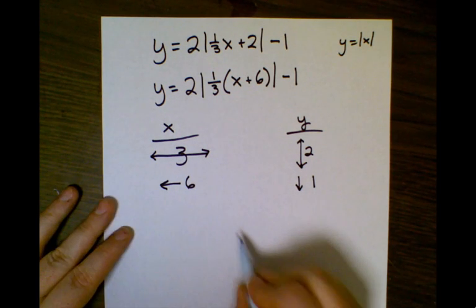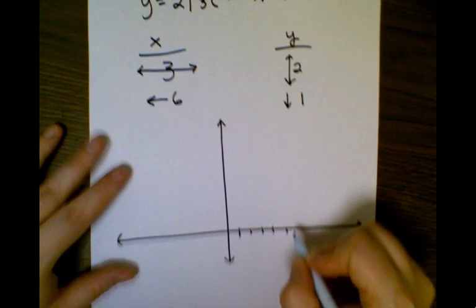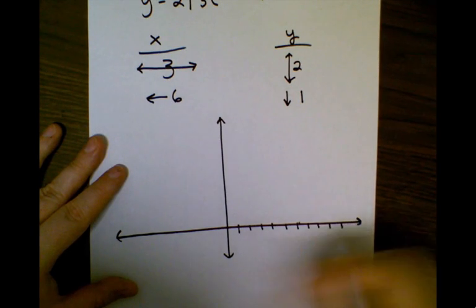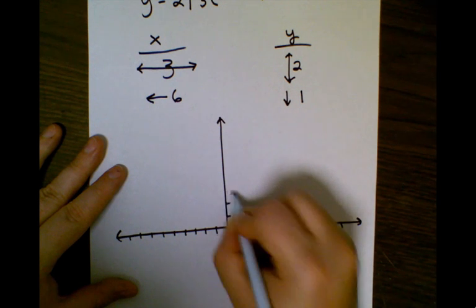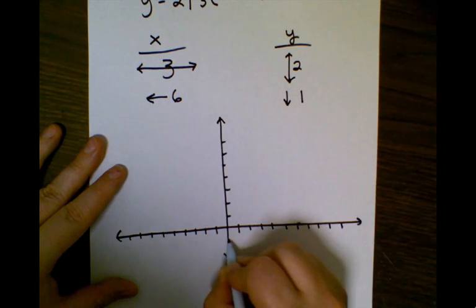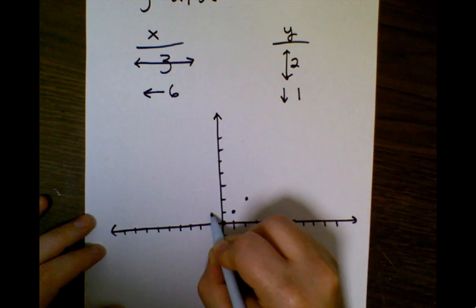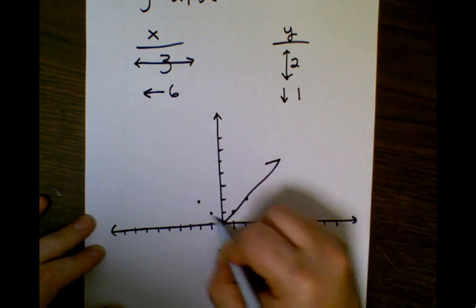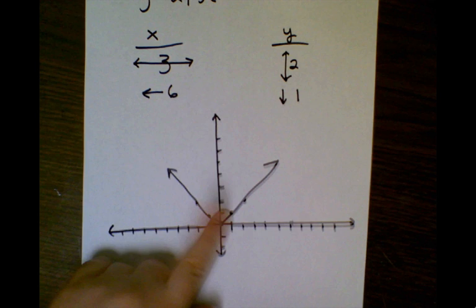Okay, let's do this. First, I am going to sketch the parent function, which is y equals the absolute value of x. You can't see what I'm drawing. Maybe I should move my camera. Okay, my extremely official graph. And here we've got some absolute value of x points.